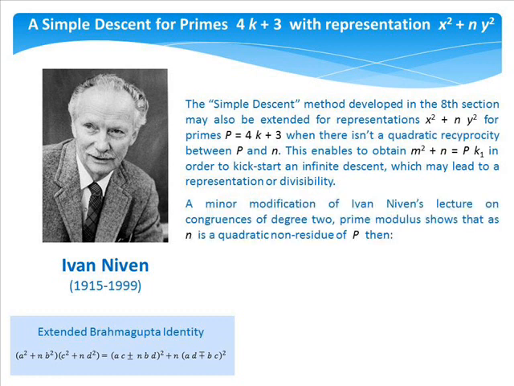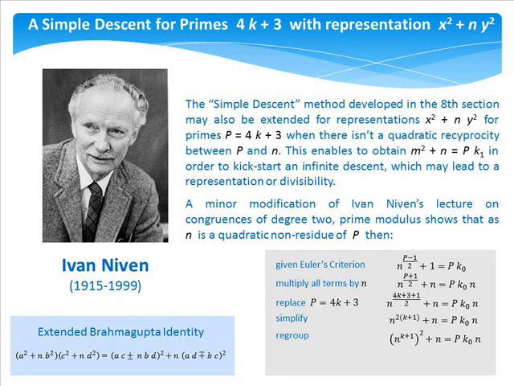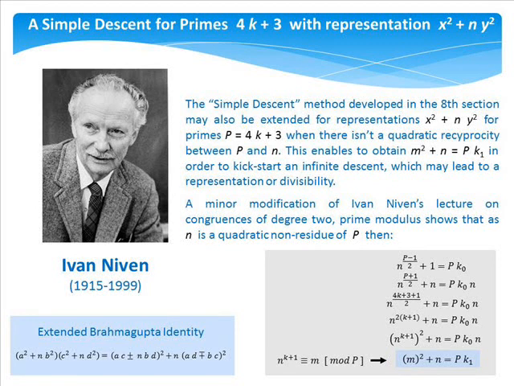A minor modification of the lecture on congruences of degree 2 with prime modulus shows that, as n is a quadratic non-residue of p, then, given Euler's criterion, we multiply all terms by n. We replace p as 4k plus 3, we simplify, and then we regroup. Finally, we compute the congruence so as to get the smallest integer of the square, which is m.